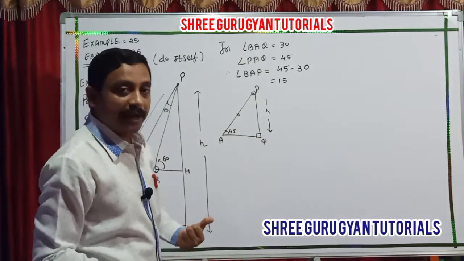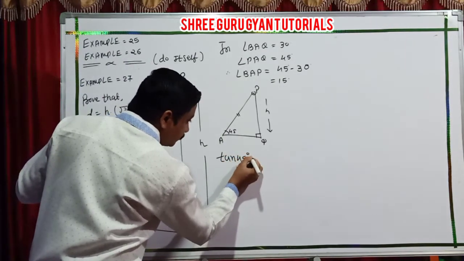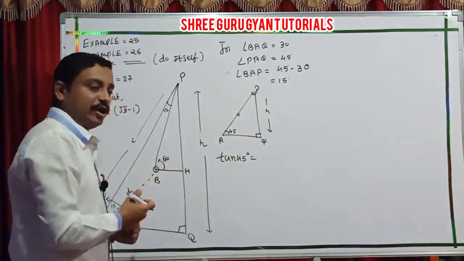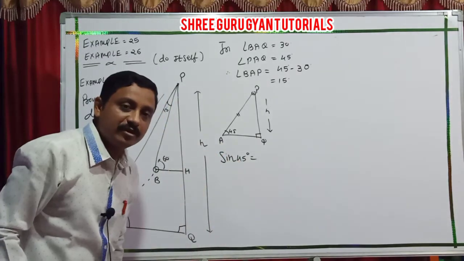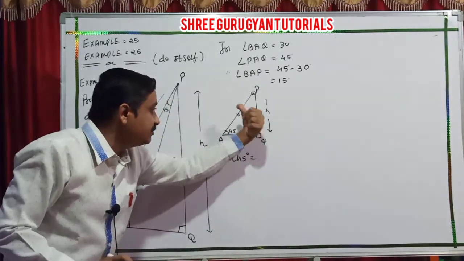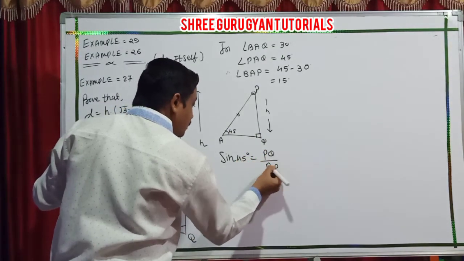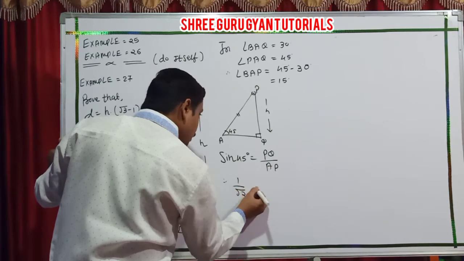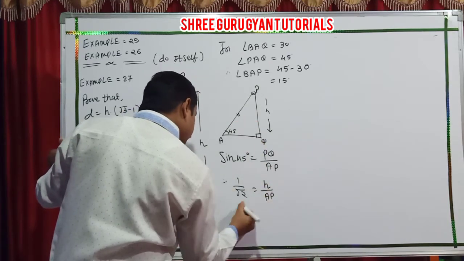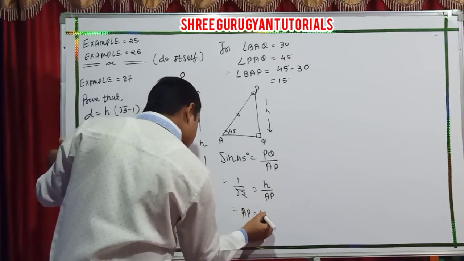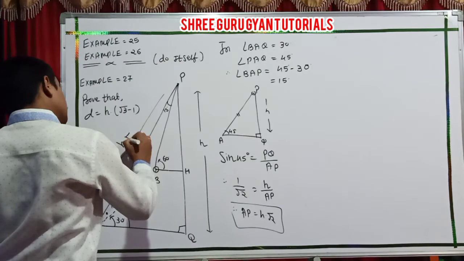So here students, apply tan 45 degrees, opposite by adjacent. Sorry, not tan, my mistake. You apply sine, because sine is opposite by hypotenuse. So it is PQ by AP, sine 45 is 1 by root 2. PQ is h and AP is our target. So what do you get for AP? h root 2.